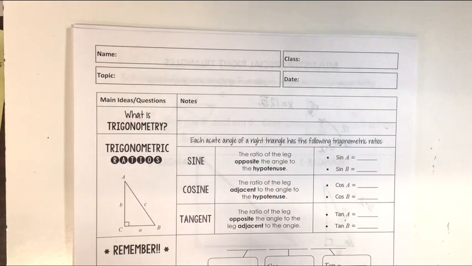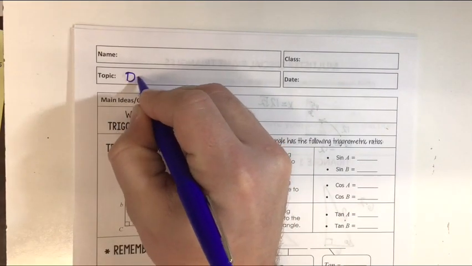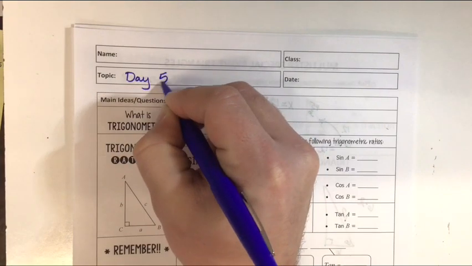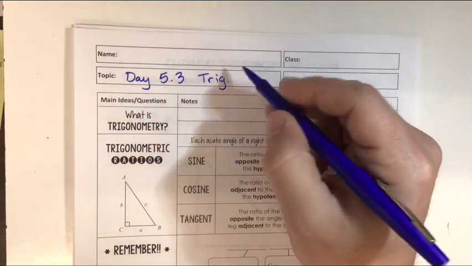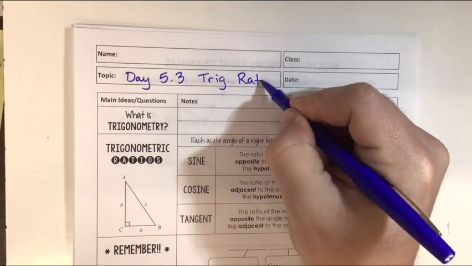All right, welcome to our lesson over day 5.3. We are talking about trig ratios. Day 5.3, trig, which is an abbreviation, ratios.